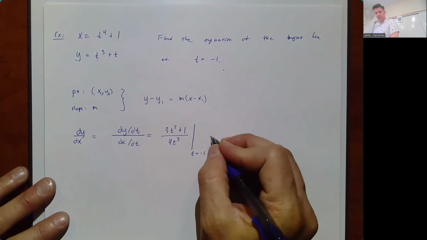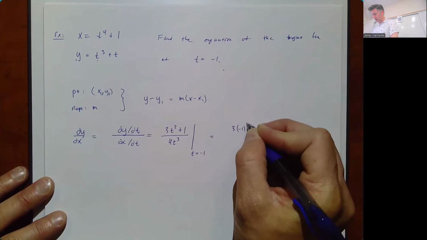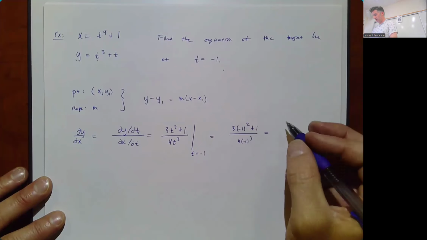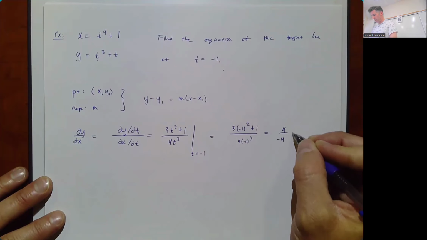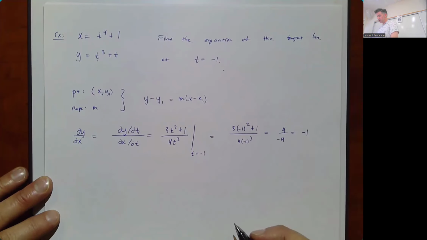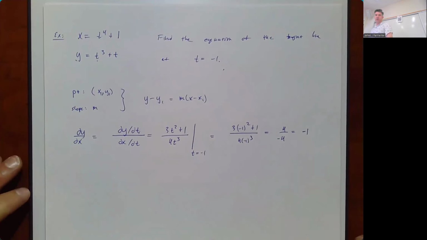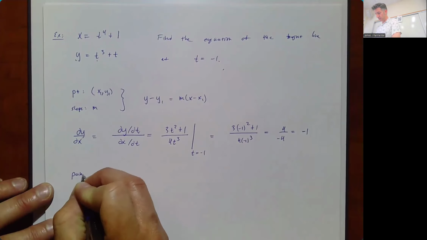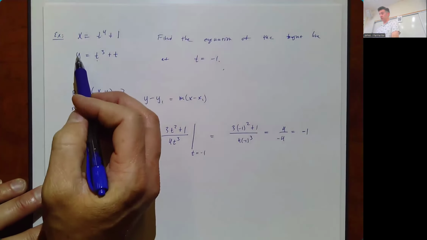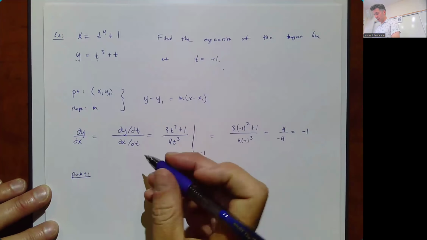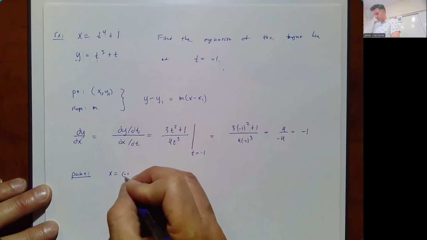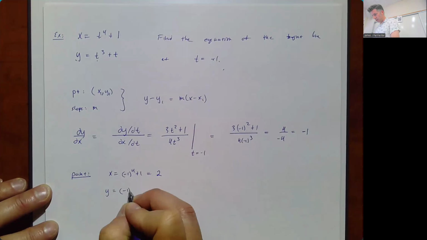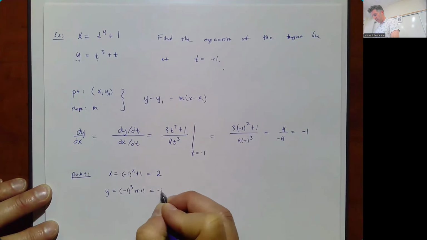So we plug in -1, and we get 3 times -1 squared plus 1 over 4 times -1 cubed, which is 3 plus 1 divided by -4, which is -4 over -4, which is -1. So kind of unexcitingly, our slope is also -1, but okay. Now we need the point. To find the x and y coordinates, we're just going to plug in the t value. The x coordinate is going to be -1 to the fourth plus 1, which is 1 plus 1, which is 2. The y coordinate is going to be -1 cubed plus -1, which is -1 minus 1, which is -2.